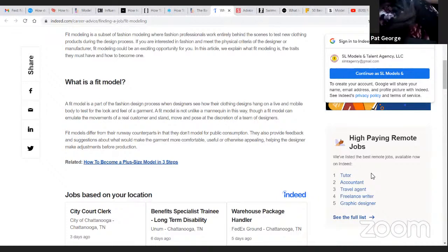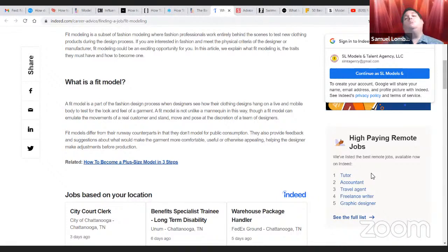Fit models differ from their runway counterparts in that they don't model for public consumption. They also provide feedback and suggestions about what would make the garment more comfortable, useful, or otherwise appealing, helping the designer make adjustments before production. So you could almost find yourself being a fashion consultant if you do this job correctly. Like what makes that design fit you better? What would make it more comfortable for you? Even though it looks so good and it might actually fit you, what could be better about it?